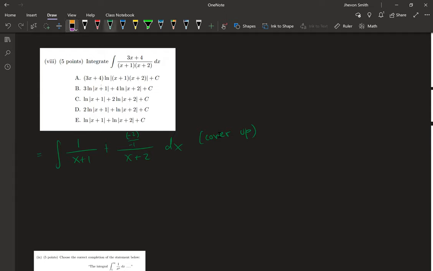And now you can just actually realize that those guys would become LNs when you integrate them. Factor off that 2, and that looks like C, it looks like. So C was the answer. Most people got that.